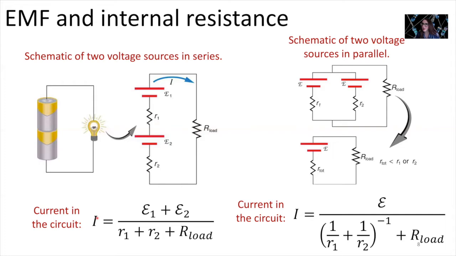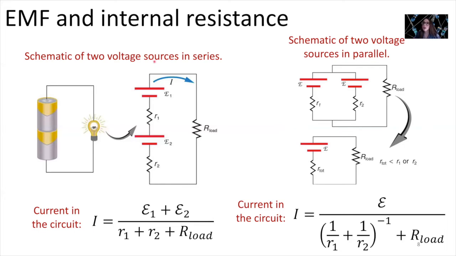So take a look at it and ask yourself, does that make sense? How did we derive it? I just explained it here, but I didn't write it down on the board. So think about how we could go from this circuit here to this equation for finding the total current in the circuit.